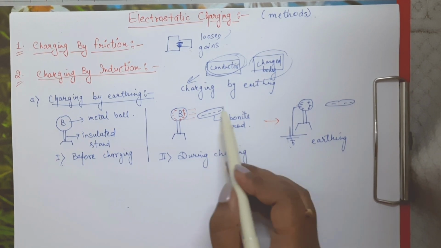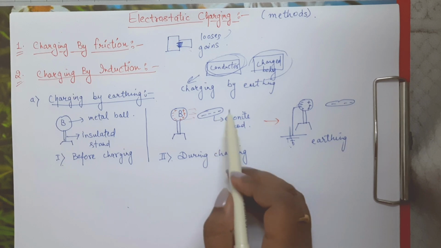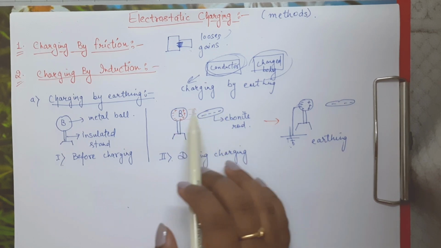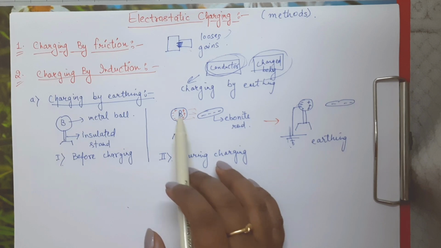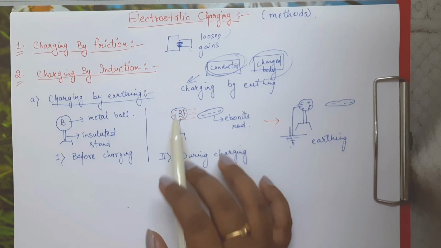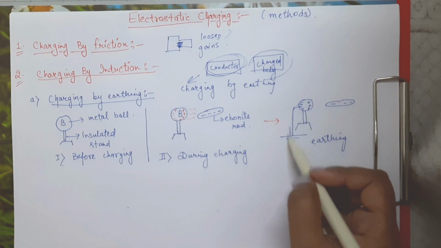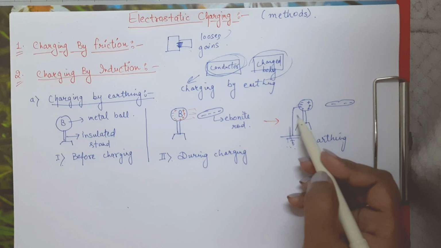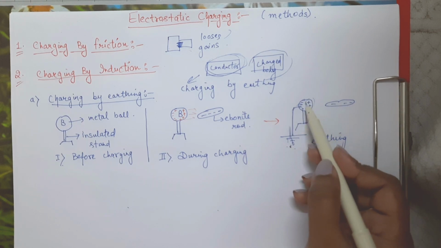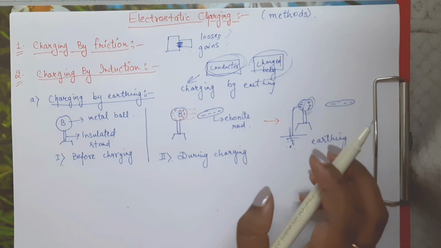What we have done is we have placed an ebonite rod which is negatively charged. So what happens, due to this charged body, this positive charge comes here and negative charge goes here. After this, when this distribution of charge happens, what we do is the earthing. Due to earthing, this negative charge flows down, right? And we are left with the positive charge on this ball.